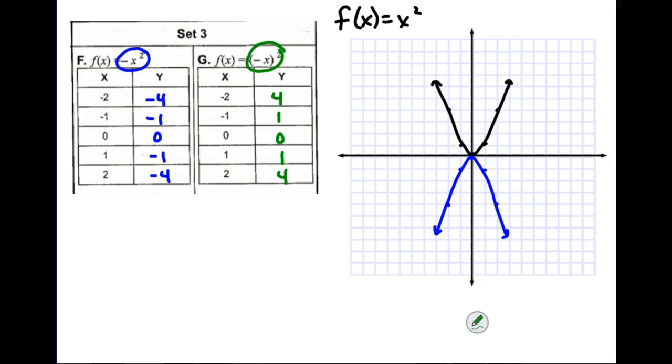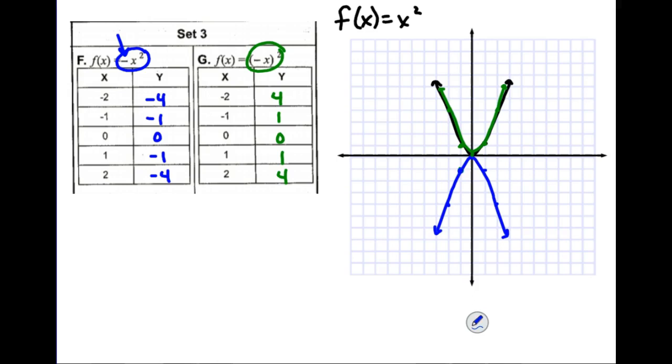Then I have the negative x squared. Well, negative x squared has the negative 2, 4, the negative 1, 1, 0, 0, 1, 1, and 2, 4. And so I sketch it. And it has been supposedly transformed. It doesn't look to me like much has changed. So when we look at what has changed, what do we notice? Well, what you should notice is that if you do have this negative on the outside of the x, what it's doing is it's changing every value of y. It's taking every positive y that you have here in black and green, and it is reflecting it across the x-axis and making it negative.